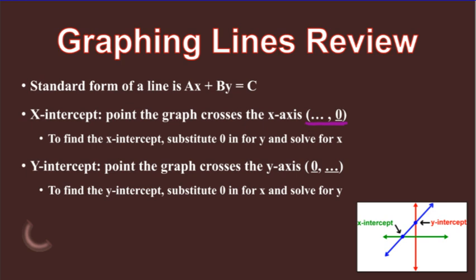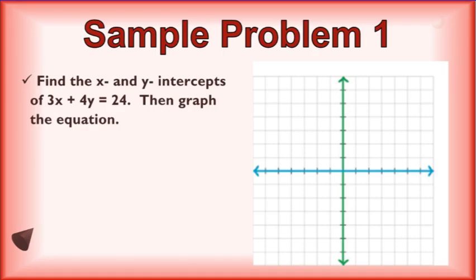And then when you're trying to find the y-intercept, the y-intercept is the point on the graph that crosses the y-axis. So that means your x is 0, so you plug in 0 for x to solve for your y. So let's take a look at an example here. It says find the x and y intercepts of 3x plus 4y equals 24, and then graph the equation.